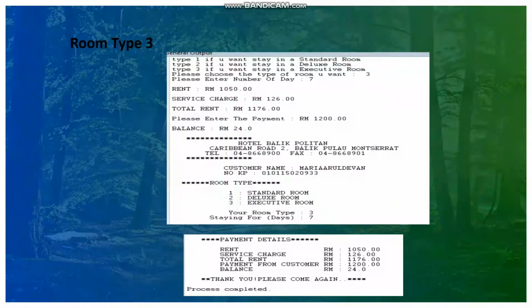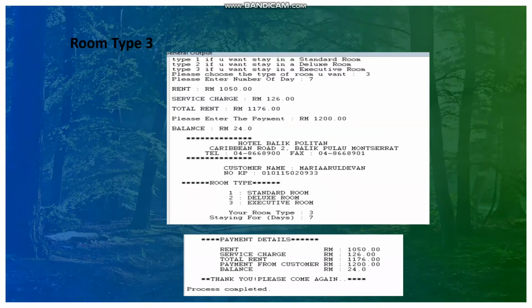So here's room type 3, the executive room, which is the most expensive here. If we stay there for 7 days, the rent will be RM 1050. The service charge will be 126 ringgit. So the total rent will be 1076 ringgit. We will pay about 1200 ringgit, and the balance we will get is 24 ringgit.